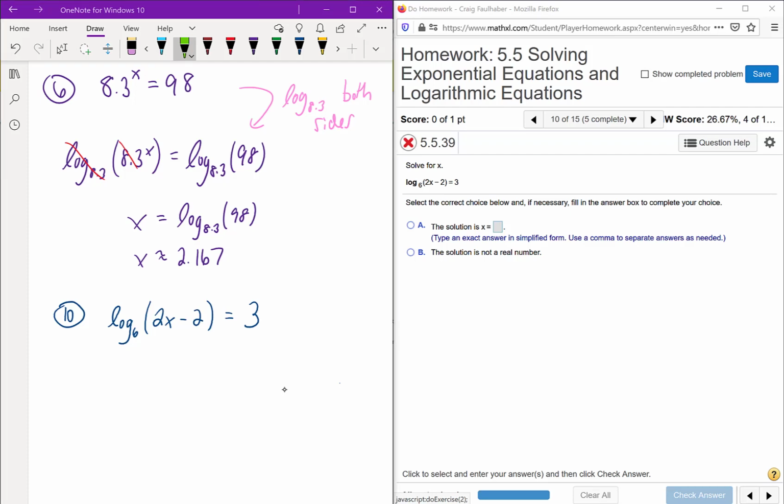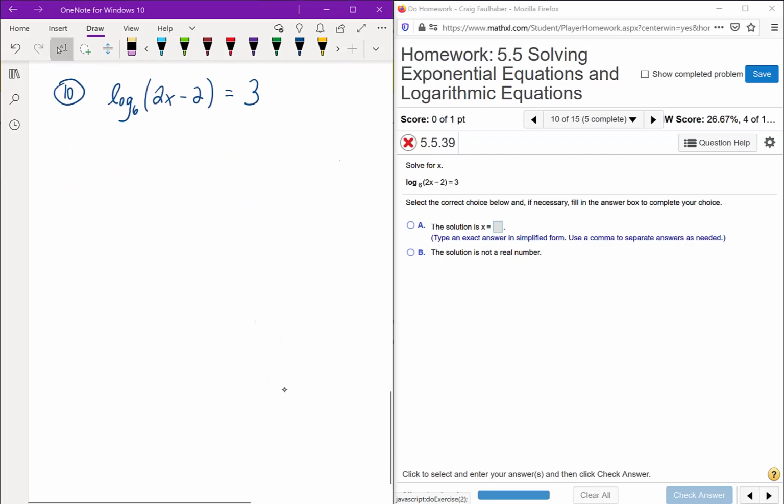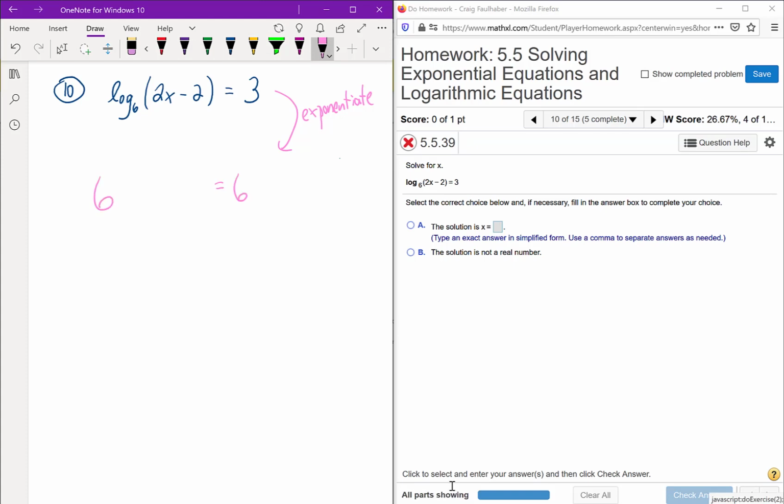The next problem we need to recognize as a logarithmic equation. That is an equation that has a logarithm in it, and the logarithm is by itself, in this case, on one side of the equation. So we can go ahead and do what we call exponentiating. What that means is we're going to take a base of 6, and on both sides of the equation, we're going to take what was on that side of the equation and put it in the power of 6.